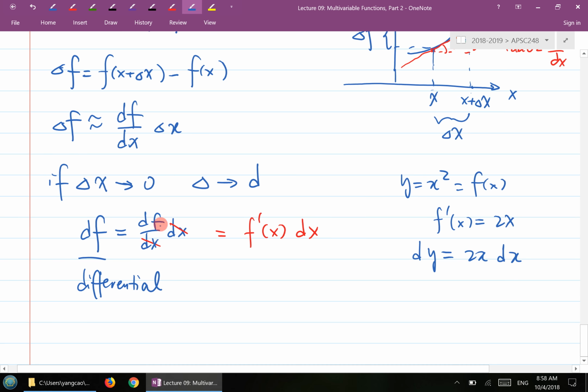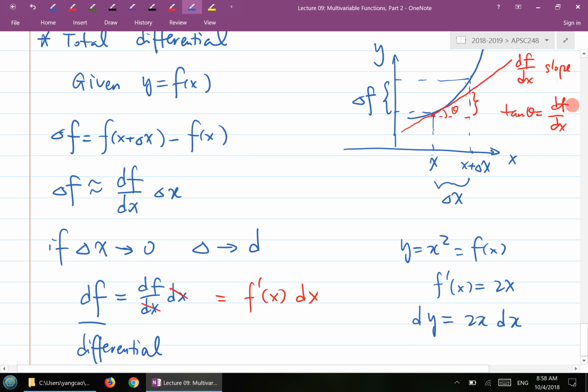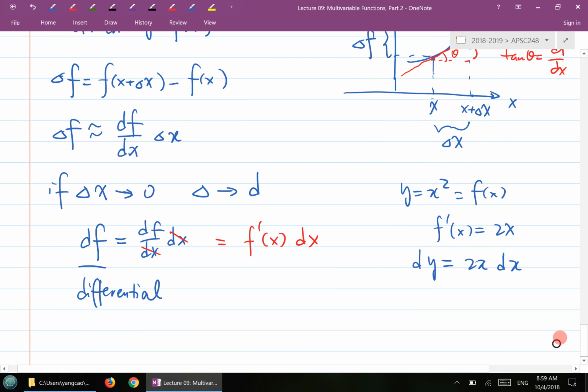Where? On the right side. Here? At the bottom. Oh, it's a dy. Oh, yeah. I mean, I can write df. Yeah, because I have y here, so it should be the same. Yeah.